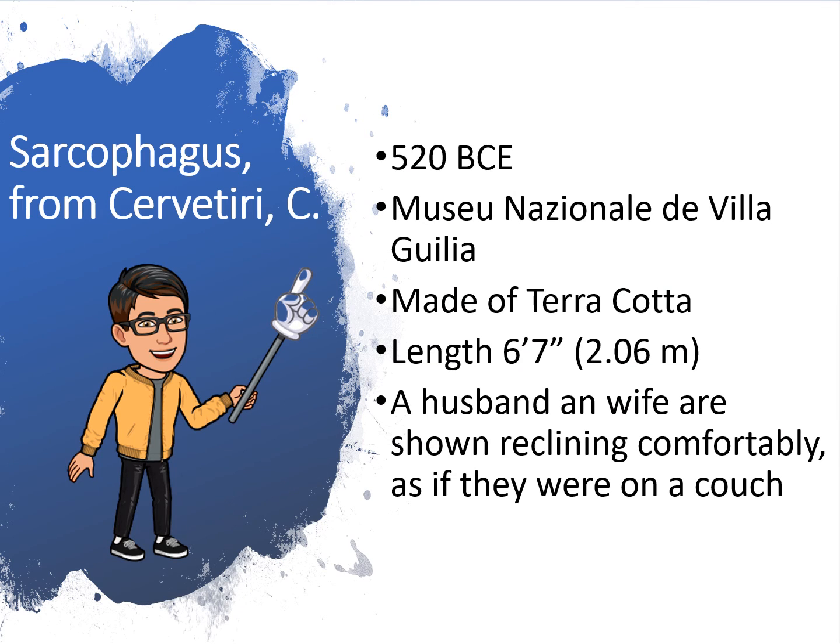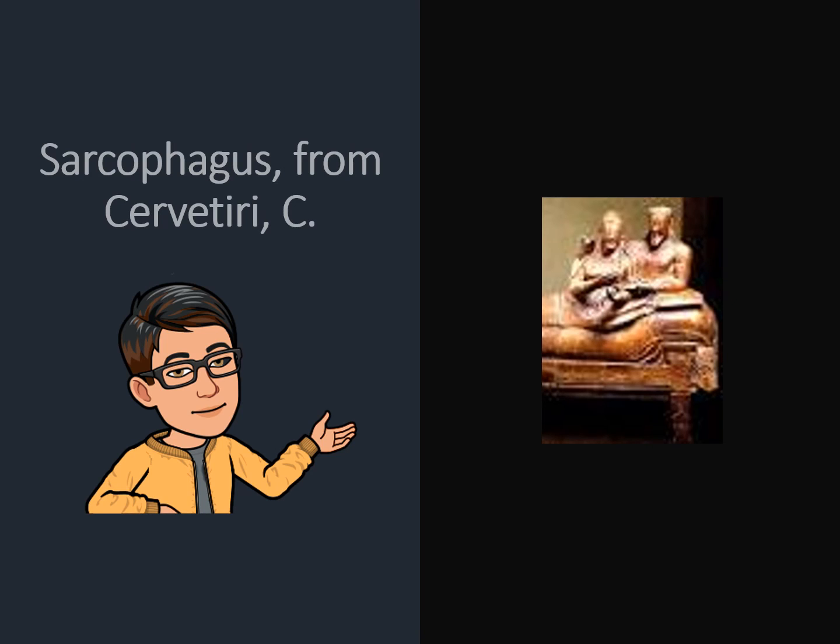Okay, sarcophagus from Cerveteri, 520 BCE, Museo Nazionale di Villa Giulia, made of terracotta, length 6'7", 2.06 meters. A husband and wife are shown reclining comfortably as if they were on a couch. So ito yung sarcophagus from Cerveteri. So it is also a coffin, it is also a sarcophagus. Lagayan din siya ng dead bodies, ng cadaver. Pero meron siyang form, meron siyang sculpture. Yung ibabaw niya, pinapakita yung a wife and a husband reclining, naka-recline sila dun sa parang sopa, yung mismong coffin. Okay.